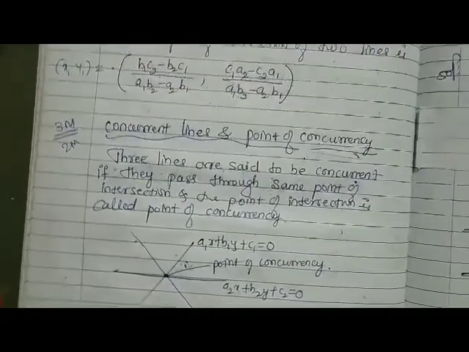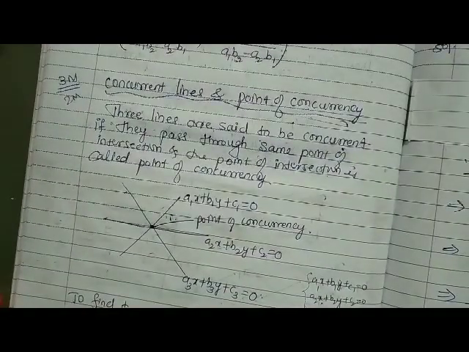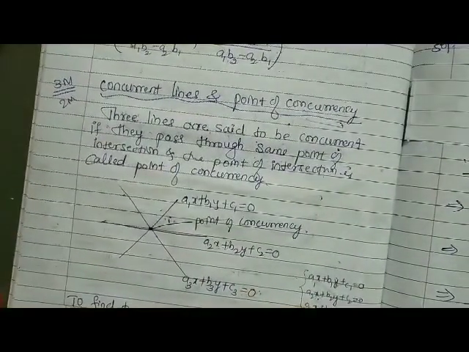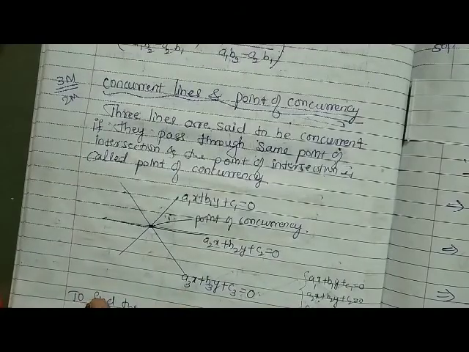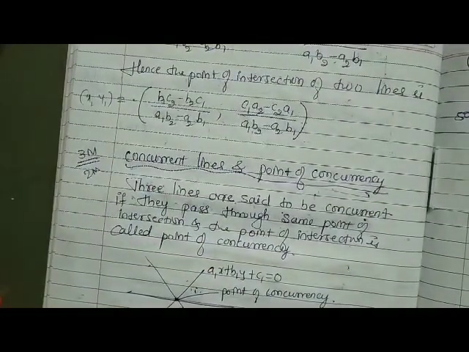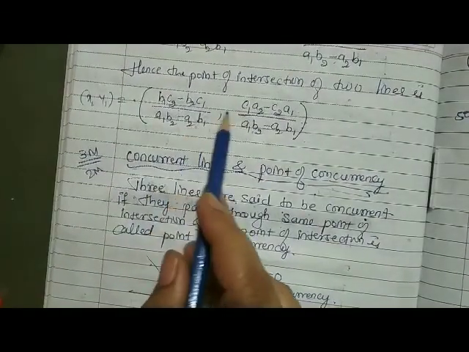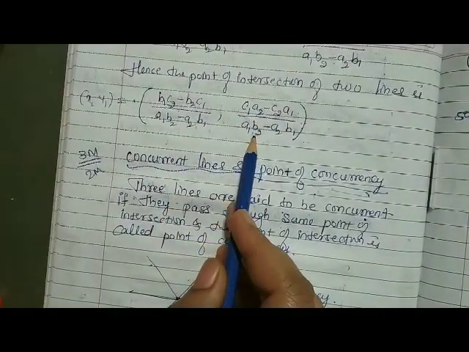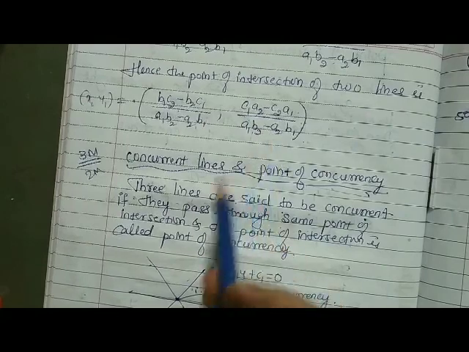Therefore, the point of intersection of these two lines is given by, what is the point of intersection of these two lines? x1, y1, that is given by b1 c2 minus b2 c1 by a1 b2 minus a2 b1, c1 a2 minus c2 a1 by a1 b2 minus a2 b1.